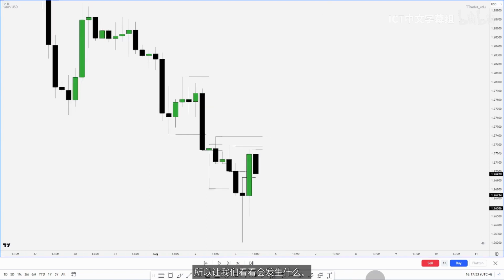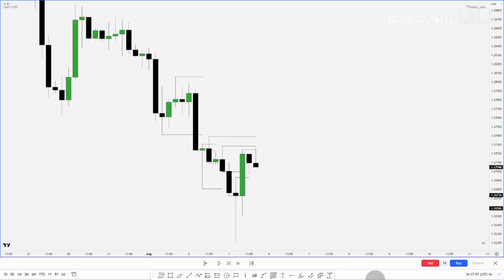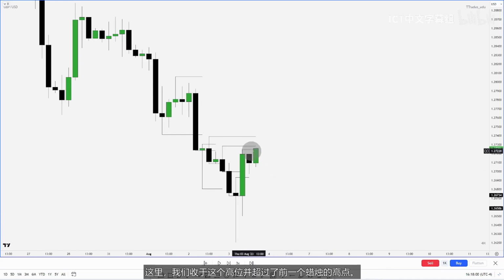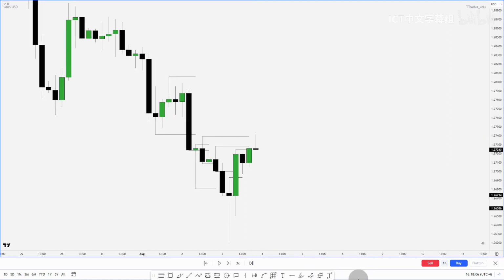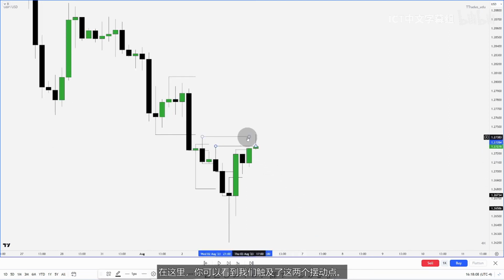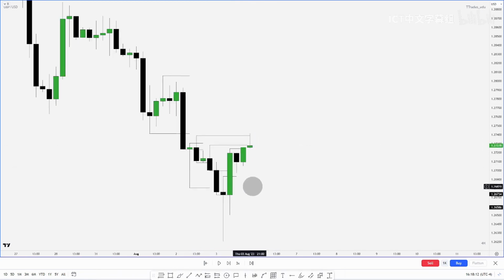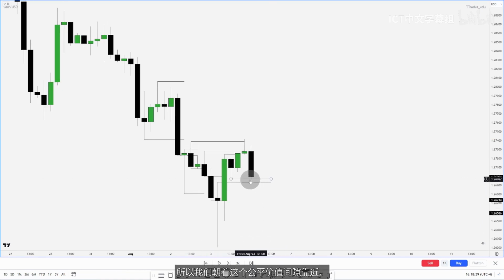So let's see what happens. Inside candle, let's see if we get a continuation. Right here, we close over this high and over the previous candle's high. So I'd want to see us reach higher to these highs. Right here, you can see we reach these two swing points. However, we can't close outside them. So I'd want to see a reach to this low, or what do we have lower? A fair value gap. So there we reach towards this fair value gap.